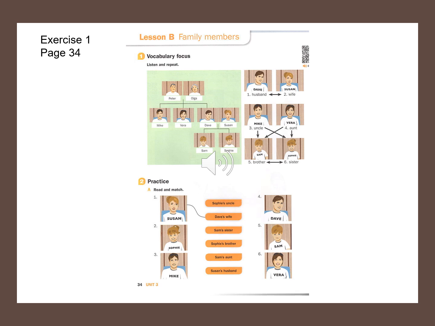1, Husband. 2, Wife. 3, Uncle. 4, Aunt. 5, Brother. 6, Sister.